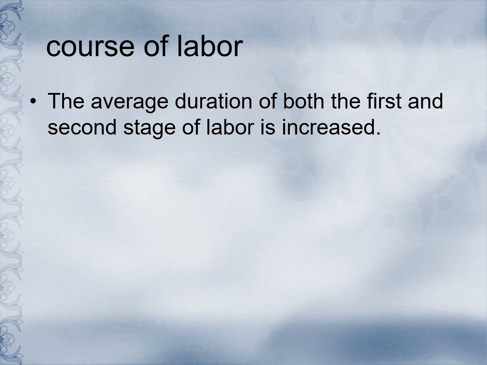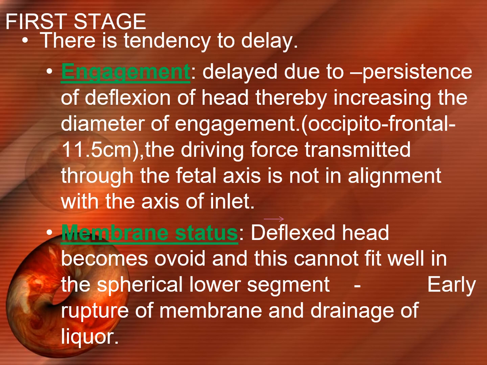Because in the normal labor, we know that the head is just rotating 1/8. Here, it is supposed to rotate 3/8 of the circle. So naturally, the time duration also will be more. In the first stage, there is a chance or tendency for the delay. First one, in the engagement itself, there is a chance for delay due to the persistent deflection of the head, thereby increasing the diameter of the engagement.